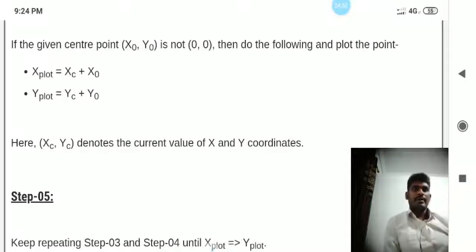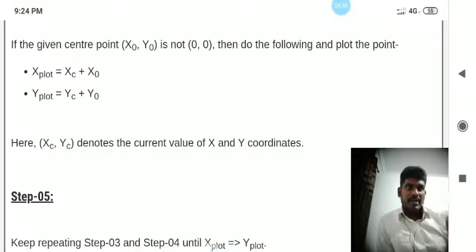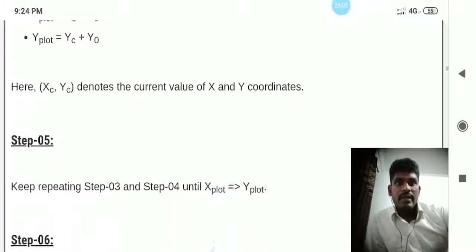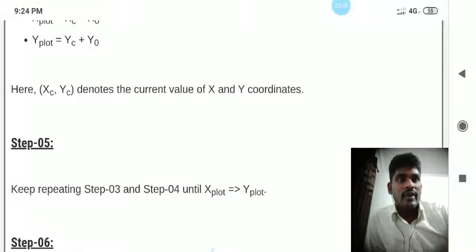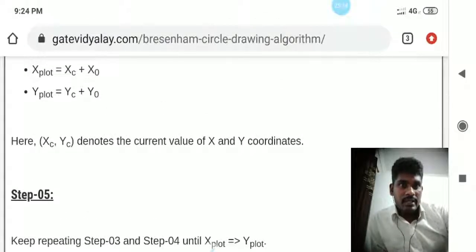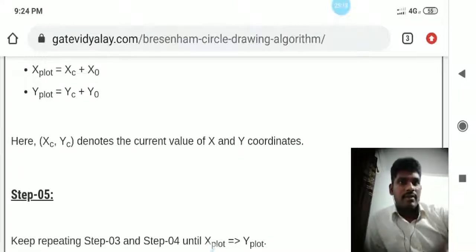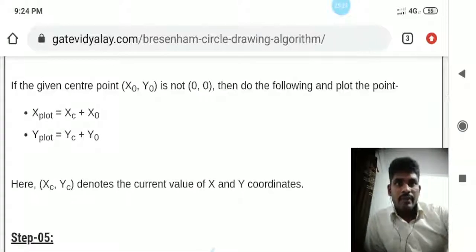Take the example here, x plot and y plot. Take the center point of the circle, the x and y value. The center point x and y is xc, yc, x center and y center. So look here, xc and yc denote the current value of the x and y coordinates.